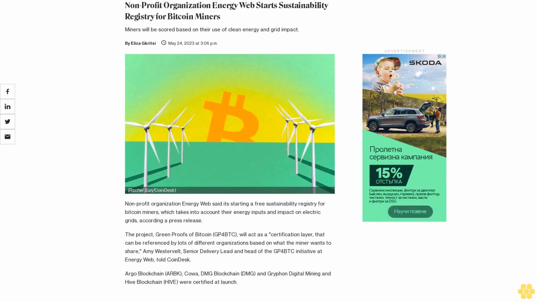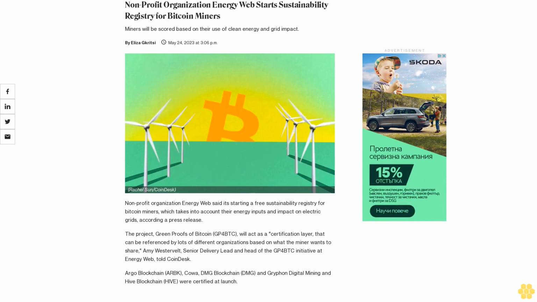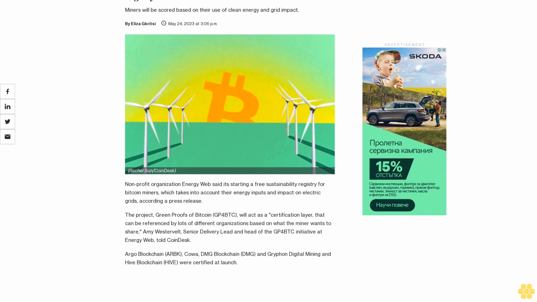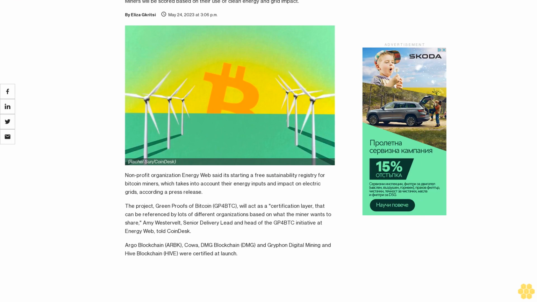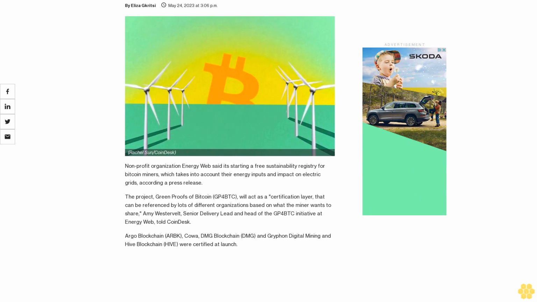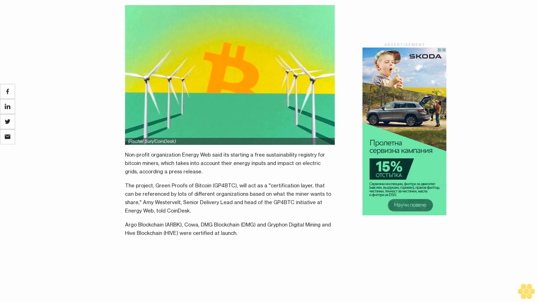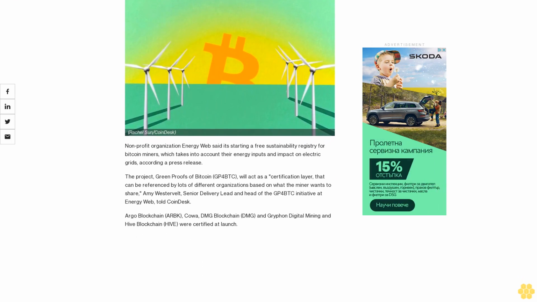Nonprofit organization Energy Web starts sustainability registry for Bitcoin miners. Miners will be scored based on their use of clean energy and grid impact. Nonprofit organization Energy Web said it's starting a free sustainability registry for Bitcoin miners, which takes into account their energy inputs and impact on electric grids, according to a press release.